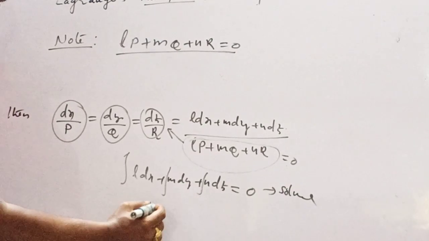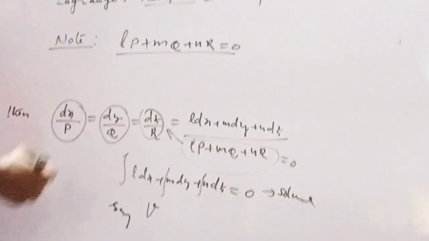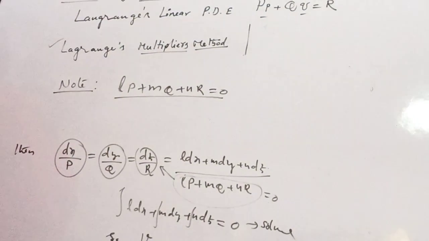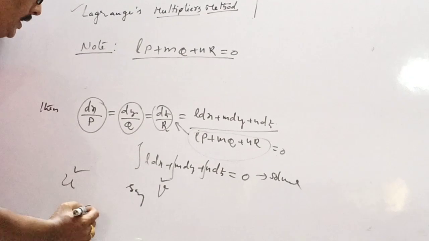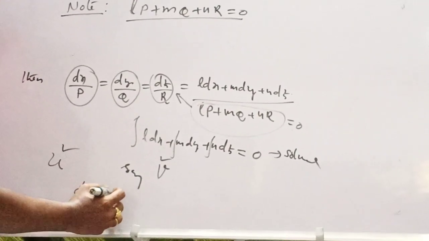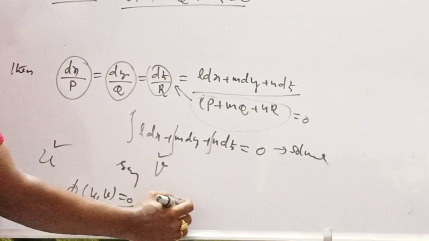So we have solution, that is say v. In the previous condition, using auxiliary equation, you say that your solution is u and this is v, then write phi of u comma v equal to 0 is the general solution.